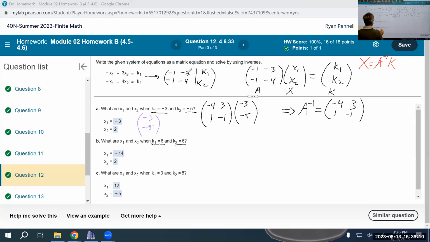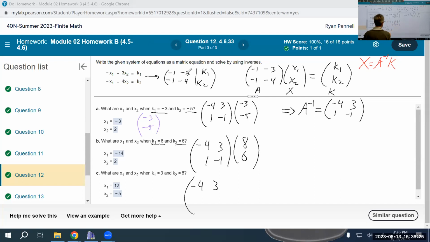In this one, they switch the K's, same inverse. Different solution. This one, inverse. Different solution. Okay, so that's the idea. You can switch these solutions. And of course, you can do that in your calculator as well. You can have it multiply that, but those aren't so bad. 2 by 2, 2 by 1, are fairly easy to do by hand.